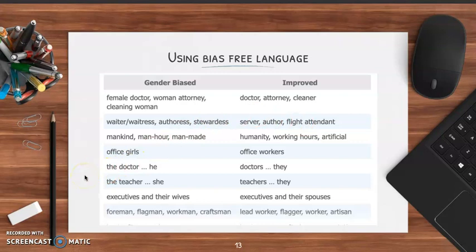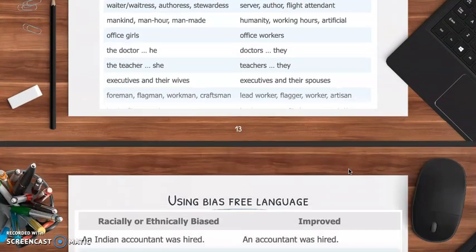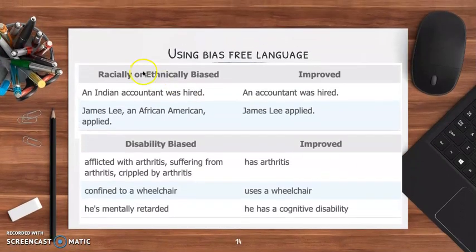Just never really making that assumption. So the teacher, she, teachers, they. So not assuming that all teachers are female, not assuming that all doctors are male. When in doubt, they is good. And next, for biased language, some of that is racially or ethnically based.